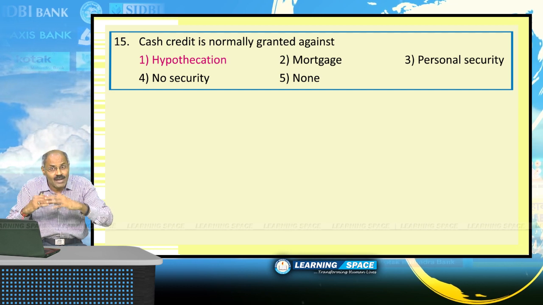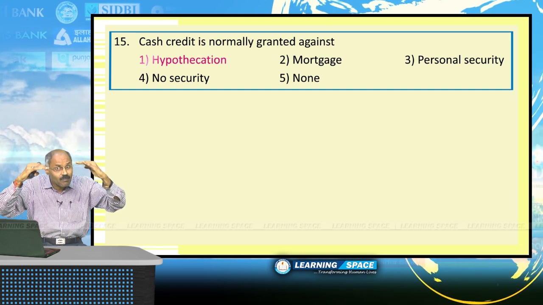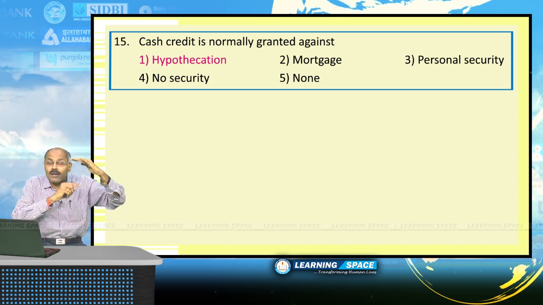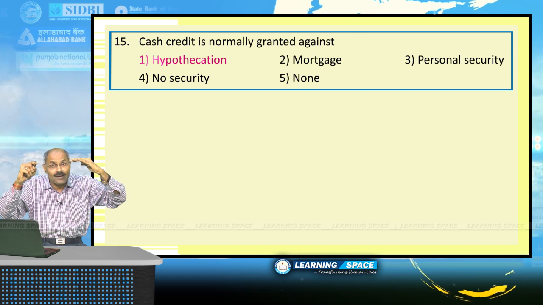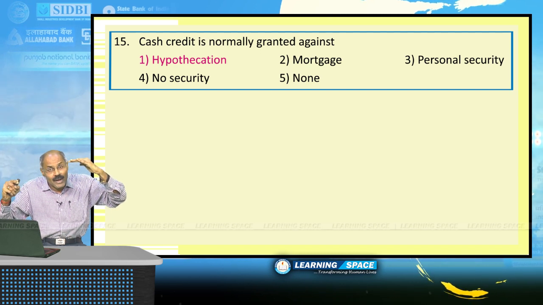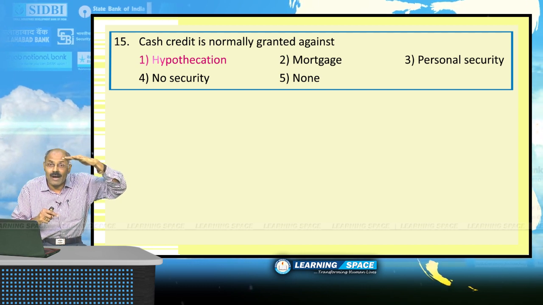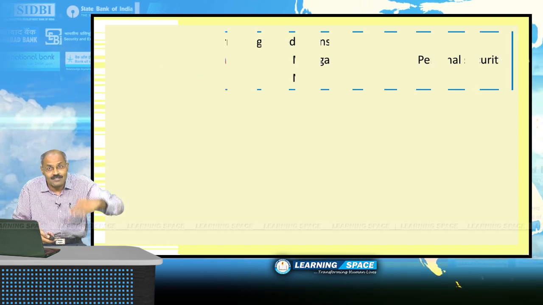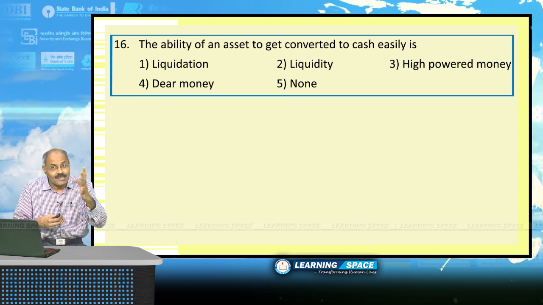But please don't forget, cash credit and overdraft are mechanisms given by the bank in the nature of revolving credit. As and when you require, you take, and as and when you get money, you pay. But you should not exceed the limit given by the bank. Right friends? Look into the next one, the ability of an asset.